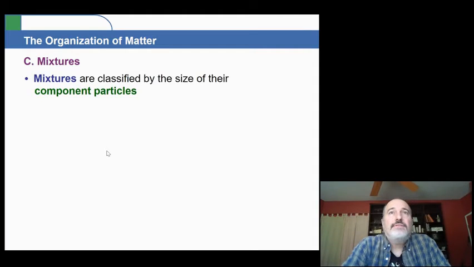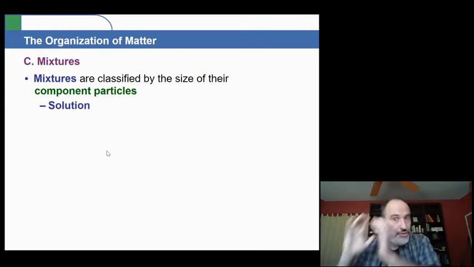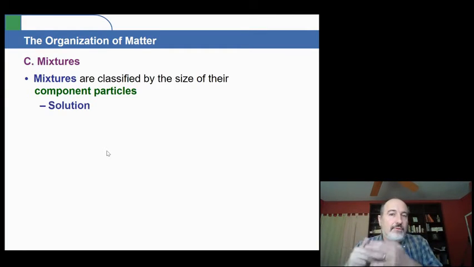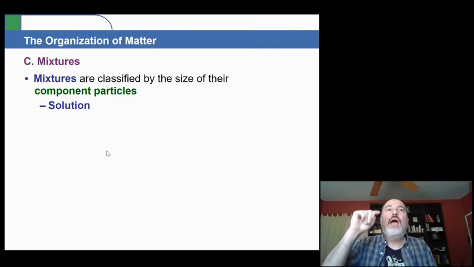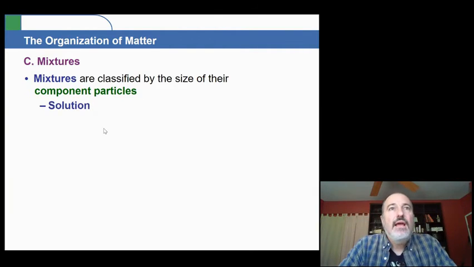Now, mixtures are often classified by the size of their component particles. All right, there are 3 different types of mixtures based upon the size. Remember, 2 different types based on how they're mixed, homogeneous and heterogeneous. But then you can also break them down by the size of their particles.